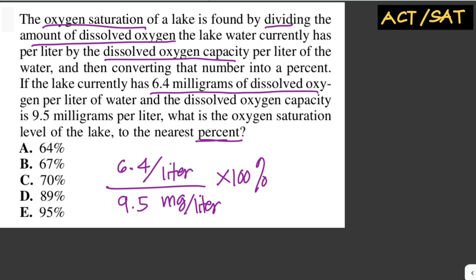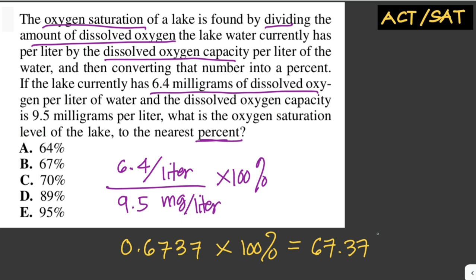And multiply by 100%. So we get here 0.6737 times 100%. So this is just equal to 67.37%. It says round to the nearest percent. So this is just approximately equal to 67%. So the answer here is letter B.